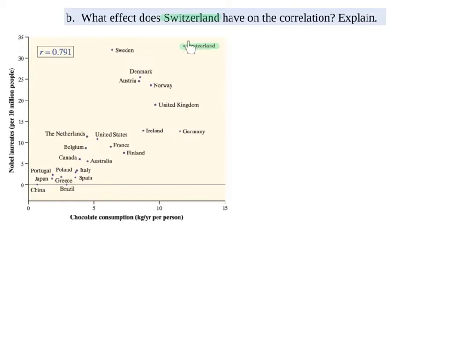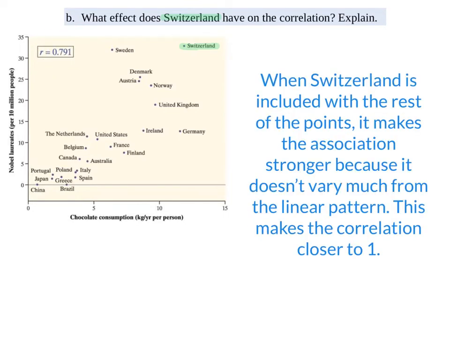Well, Switzerland's out here, and it definitely lines up with whatever kind of line we might have here. So Switzerland definitely adds to this strong positive correlation. Here's how we can say that a little more eloquently. When Switzerland is included with the rest of the points, it makes the association stronger because it doesn't vary much from the linear pattern happening. This makes the correlation closer to 1.